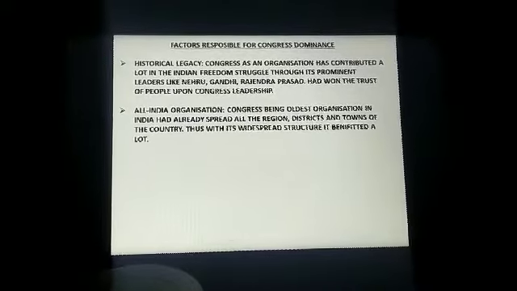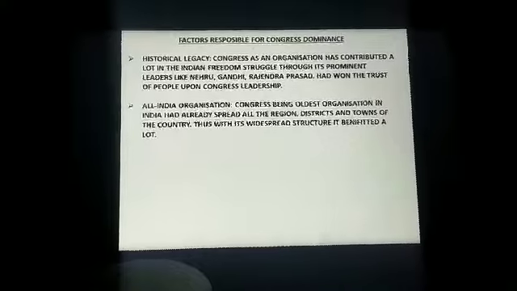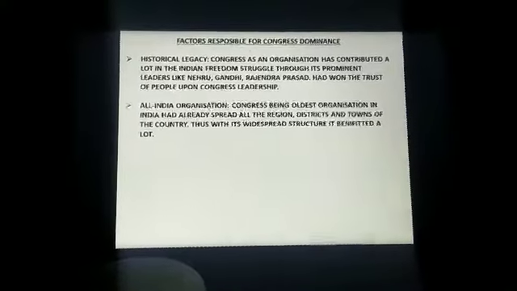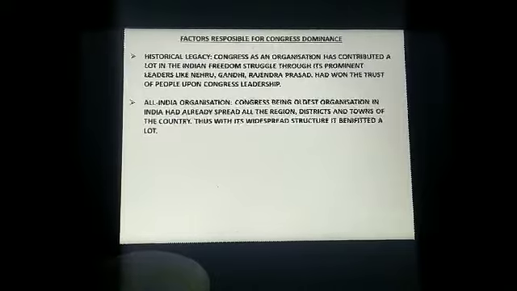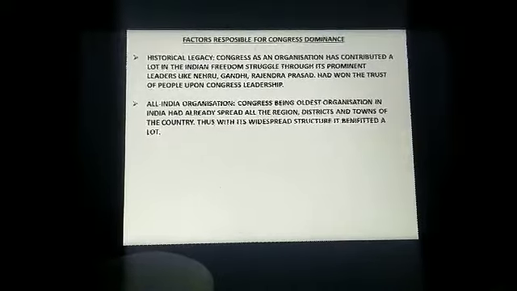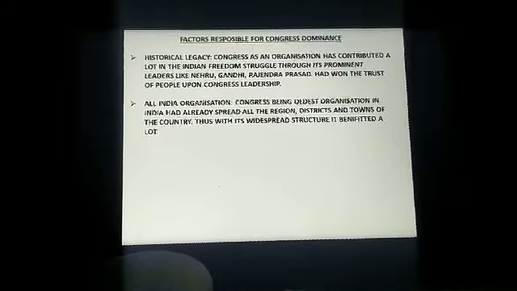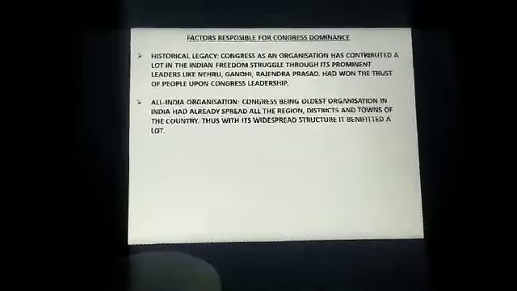The second one was, it was an all India organization. Now Congress, being the oldest organization, had spread all over the country. It was not confined to one particular district or one particular city. It had spread over different regions, districts and towns, or any part of the country. And because of this widespread structure, it benefited the Congress in a very huge manner.